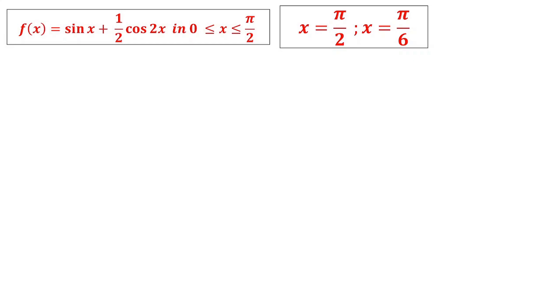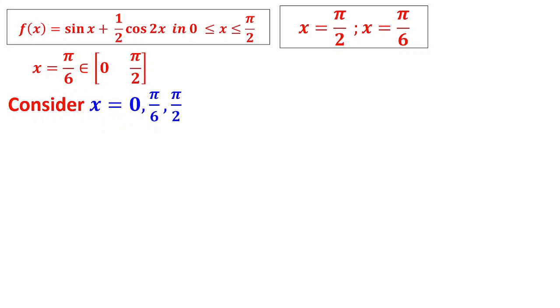But we have to check which is the critical point lying in that 0 to pi by 2. It is only pi by 6. Pi by 2 is there, the end point. Anyway, we have to take three values of x, that is 0, pi by 6 and pi by 2. Check the value of f of x at these values.